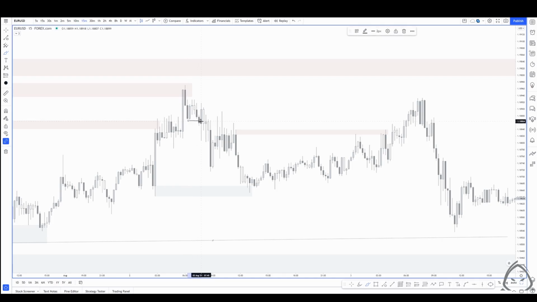We can start to see break of structure. So we can see a valid point of interest that we could look at. Mitigation, which would bring us to here. We break structure right here, we break structure right here. Therefore, this would be a valid supply zone.